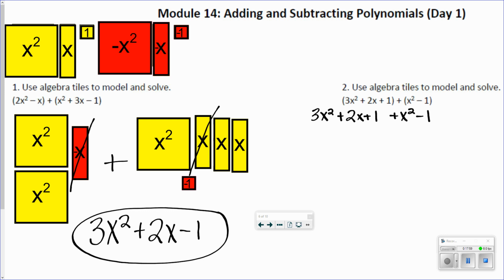Now on to combining like terms. X squareds are considered like terms. So what would that be? 4x squared. Okay. And then plus 2x. And then our ones cancel because you have a positive and negative 1, which means you don't write any constant down. The constants have canceled. And there's your answer.